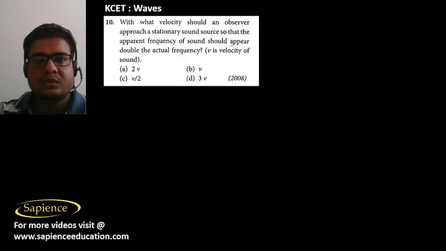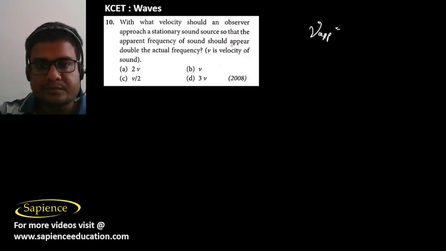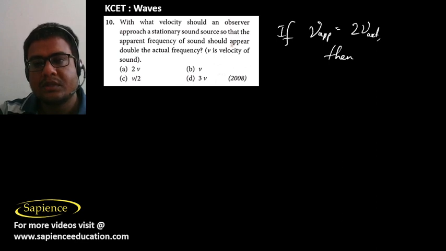Then it is told, with what velocity should an observer approach a stationary sound source so that the apparent frequency of the sound should appear double the actual frequency. It is told that if the apparent frequency is twice the actual frequency, then with what velocity should an observer approach the stationary sound source? Then what should be V naught? And Vs is equal to 0 here.